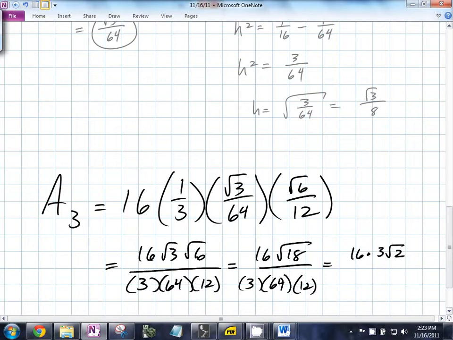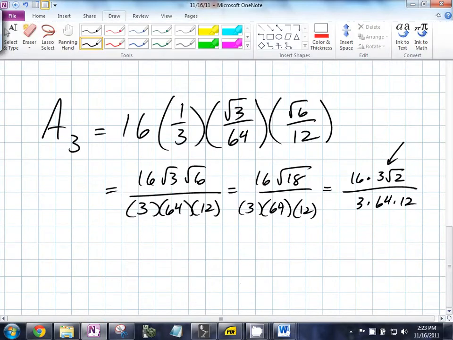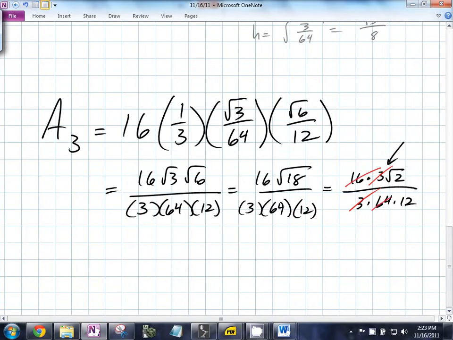Can we cancel some things here? Yeah, the 3's cancel, right? Cancel that, and this becomes a 4. So you end up with root 2 over 48. We end up with root 2 over 48. The last one was 1 over 48. That's true. We had this 48 here.